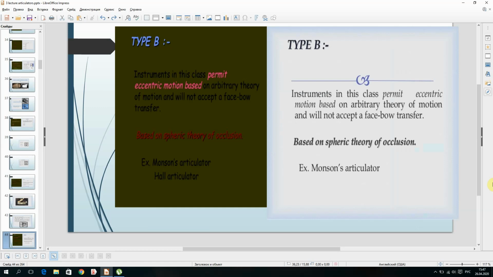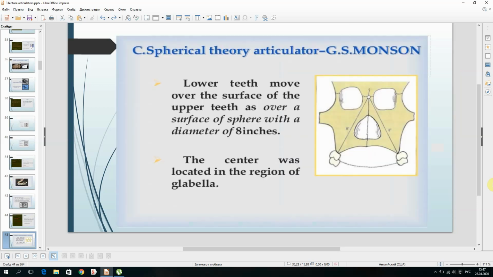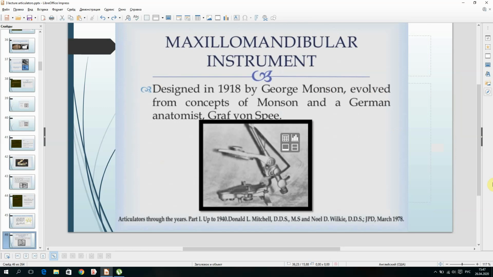Type B. Instruments in this class permit eccentric motion based on arbitrary theory of motion and will not accept a face bow transfer based on spheric theory of occlusion. It's Monson's articulator. Spherical theory articulator by Monson. Maxillomandibular instrument designed in 1980 by George Monson, arose from concepts of Monson and a German anatomist Graf von Spee.